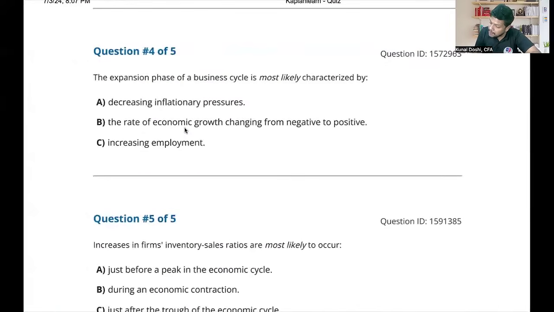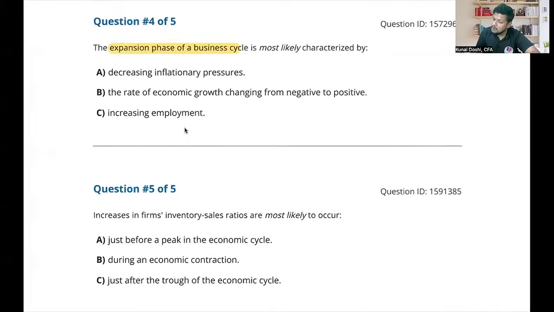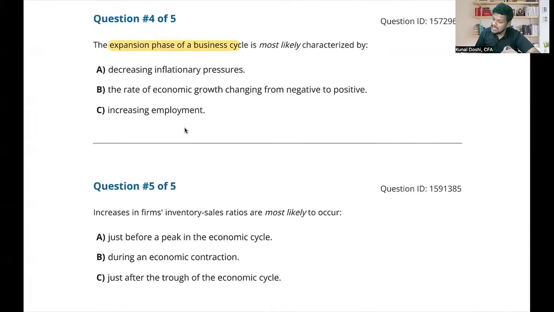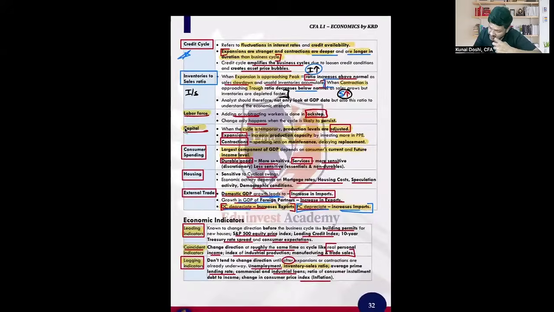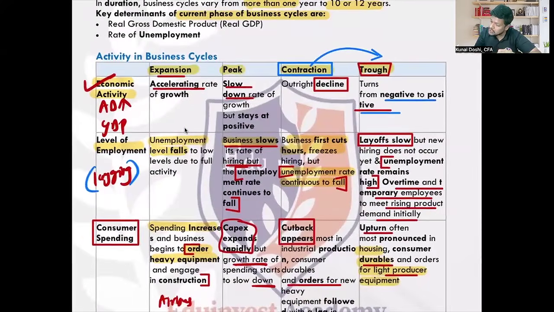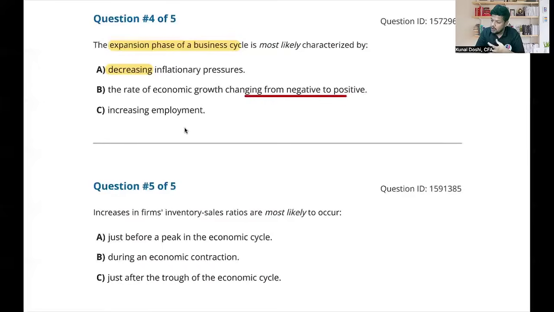Next, the expansion phase of the business cycle is most likely characterized by: decreasing inflationary pressures; the rate of economic growth changing from negative to positive. See, the growth of the economy going from negative to positive happens at the bottom, the trough, not at the expansion. At the expansion, what will happen? Inflation also goes ahead with expansion, isn't it?